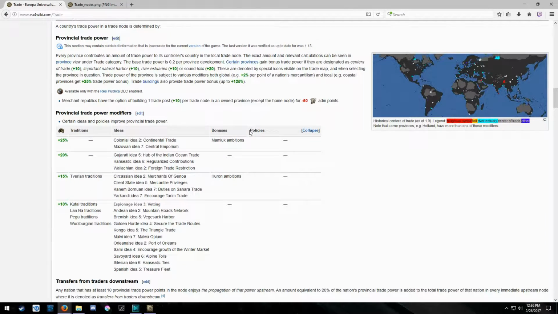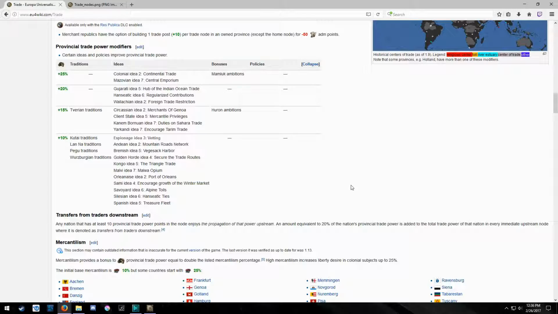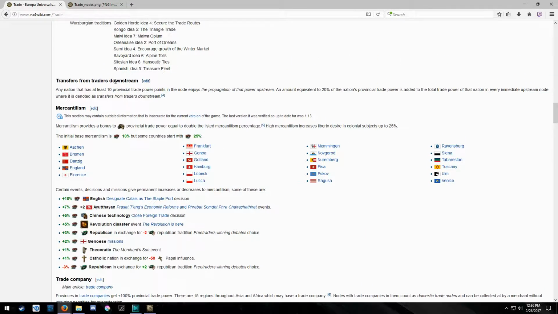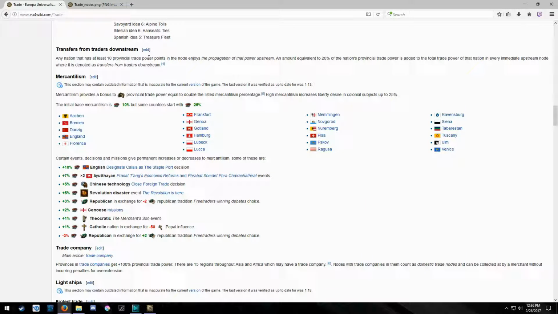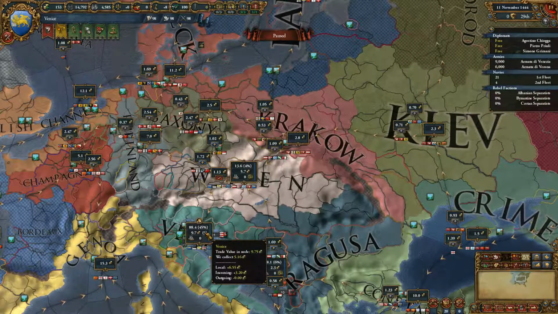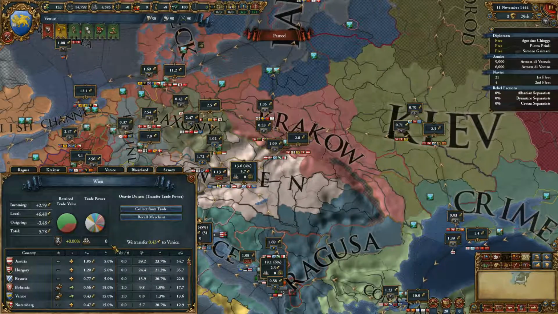Trade power, already mentioned that. Provincial trade power can be increased by traditions, ideas, and bonuses. If you have at least 10 trade power points, you can propagate that upstream. Equivalent 20% of it is added to upstream and continues. But basically, this applies to here.